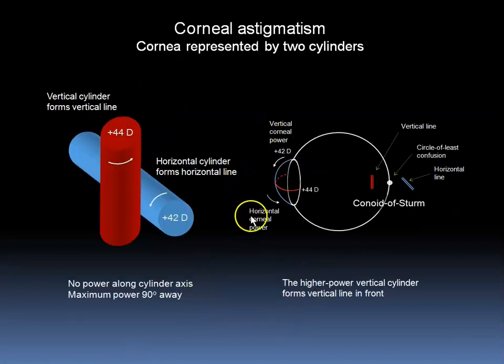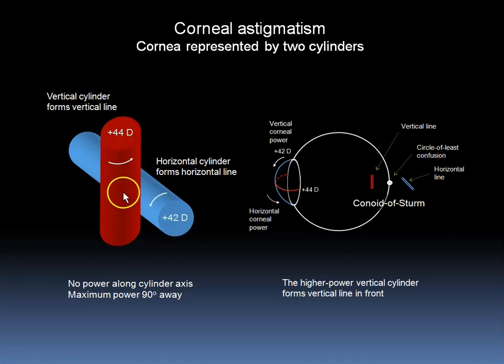Here we show corneal astigmatism and how it can be represented by cylinders. We have a vertical power of 42 and a horizontal power of 44 in this case. We can consider the vertical power of 42 as a horizontal cylinder, long axis horizontal, with a vertical power of 42 diopters. We can consider the 44 diopter horizontal power part of a 44 diopter cylinder with long axis vertical, and the horizontal axis therefore has 44 diopters of power.